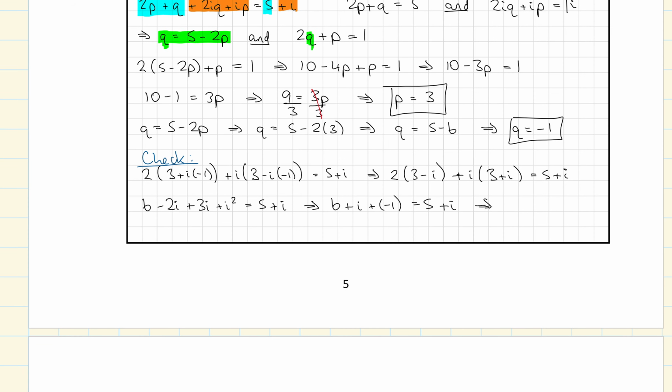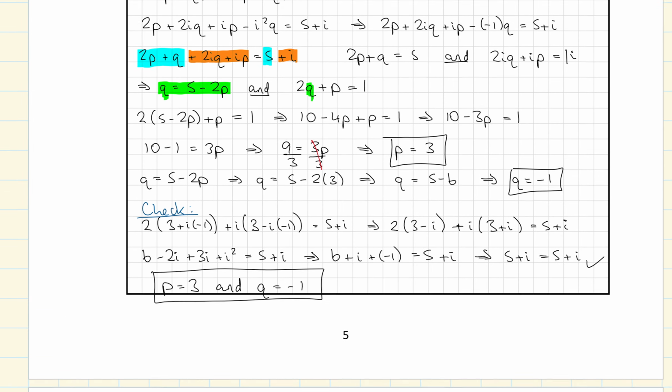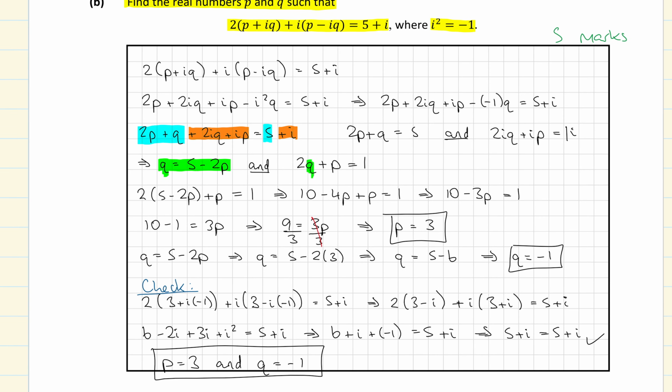And then just to tidy up, 6 minus 1 on the left side gives me 5 plus i equals 5 plus i. And that's us good. So p equals 3 and q equals minus 1. So 5 marks for that question. Really just a bit of multiplying out, expand your brackets, tidy up, that kind of thing.